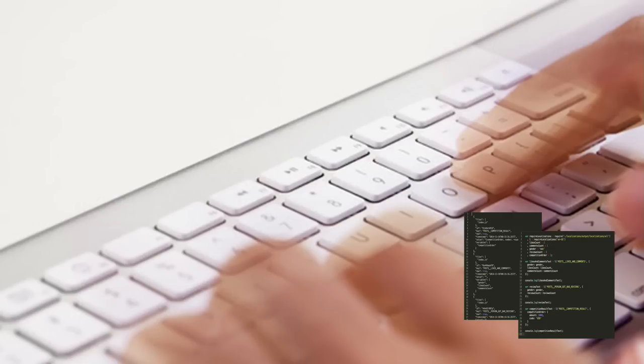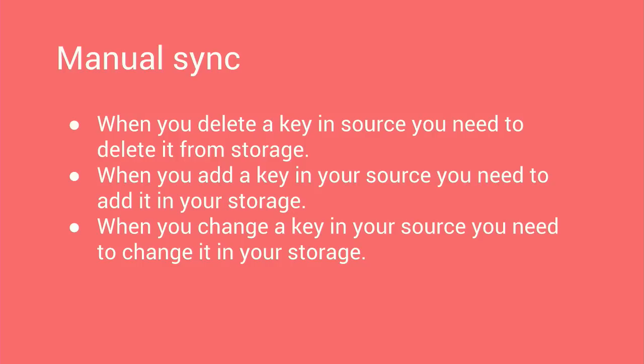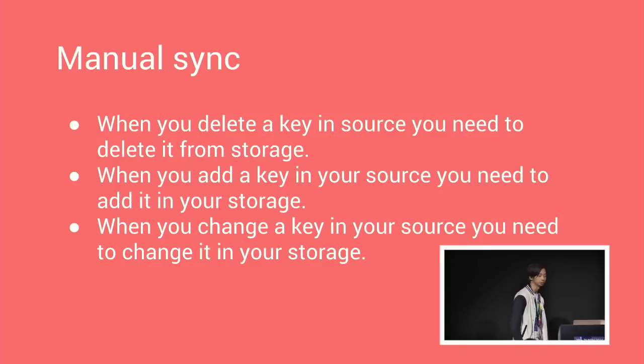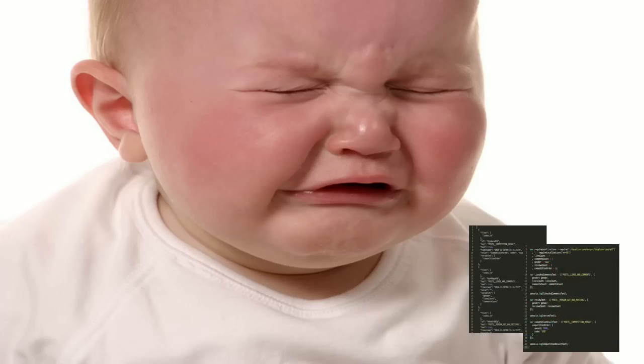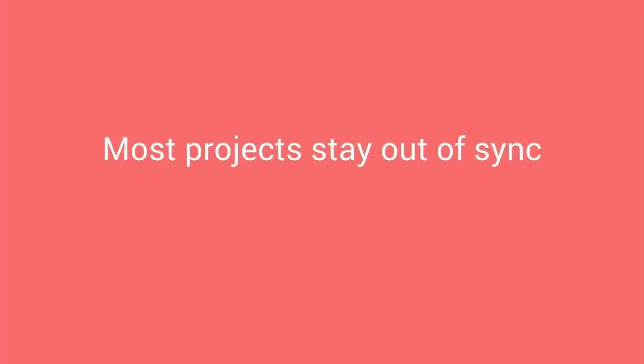We usually do this syncing manually. And when we do it manually, that means when you delete a key in your source, you need to delete it from storage. When you add a key in your source, you need to add it in your storage. When you change a key in your source, you need to change it in your storage. And that's hell. I mean, just explaining it is hell. So most projects stay out of sync because of that.